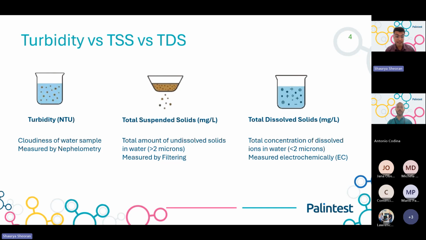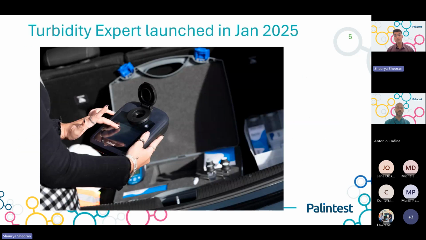So while total suspended solids is a lab-based test, turbidity is a field-based test where you use the optical channel to measure the scattering of light. For this session today, we'll be focusing our discussion on turbidity. And I will introduce you to the instrument, the Turbidity Expert.